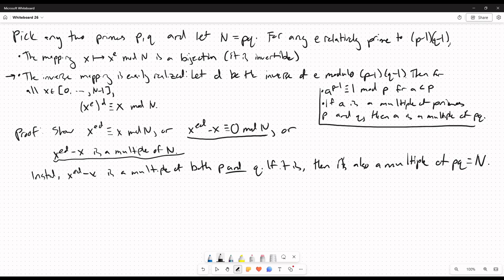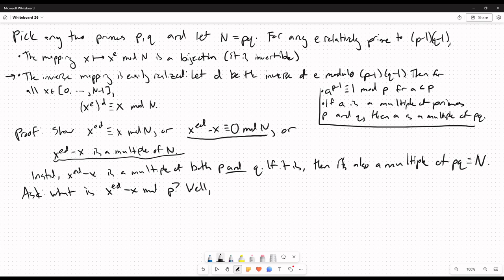Now, we can't start by assuming that this is true, but what we can do is ask, what is x to the power of ed minus x mod p? If we can show that it is equivalent to 0 mod p, then we're done, because that shows that it's a multiple of p, and we're good.